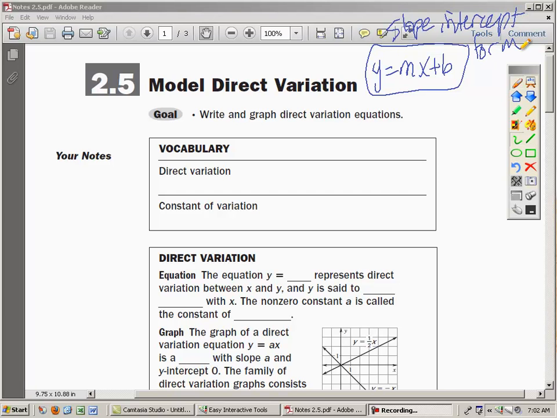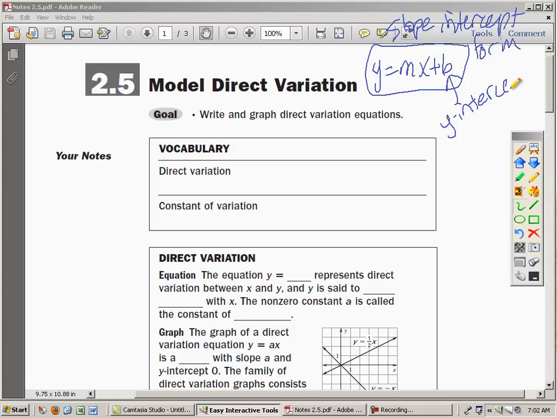Okay, so slope-intercept form says y equals mx plus b. And remember, in slope-intercept form, b is the y-intercept. This is the point at which the graph crosses the y-axis. All right? And so with that said, we're going to talk a little bit about y-intercept and what that means in a direct variation. The first thing we're going to talk about today is a definition of direct variation.